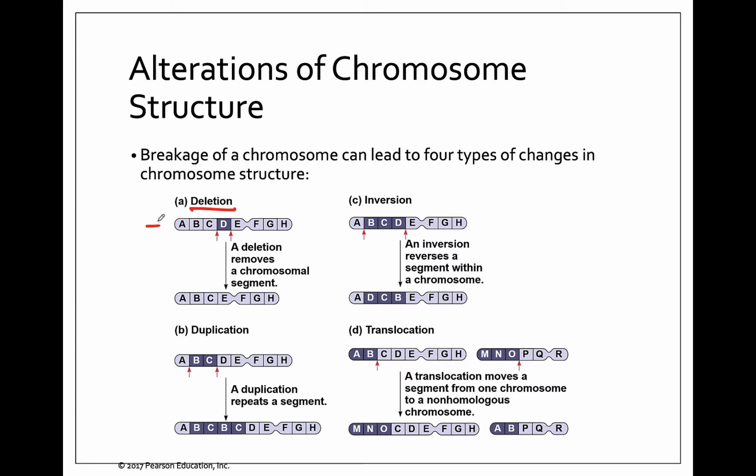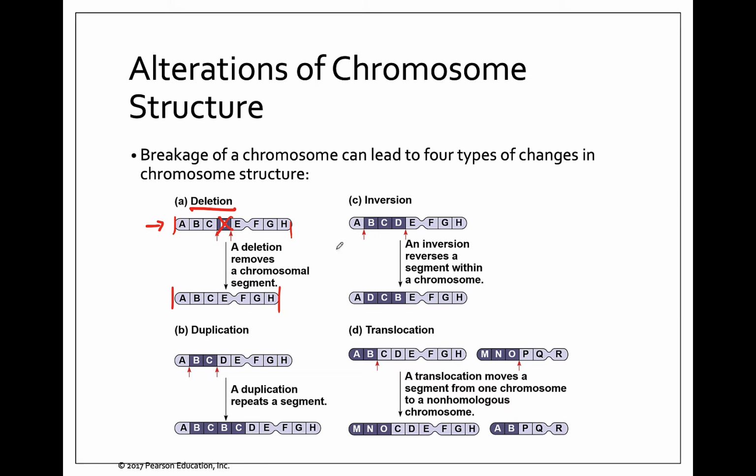So here's the normal chromosome. And this example just has these genes on it. The genes are A, B, C, D, E, F, G, H, and they're supposed to go in that order. So a deletion is when a portion of the chromosome is going to get broken apart, but it never gets reinserted. And so we end up with A, B, C, E, F, G, H, and this whole chromosome is actually a little bit shorter than the original chromosome.